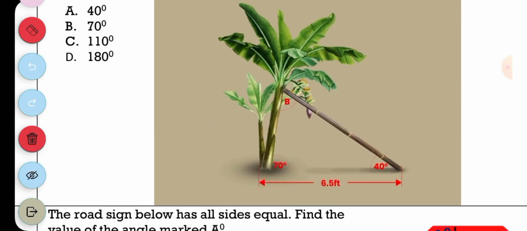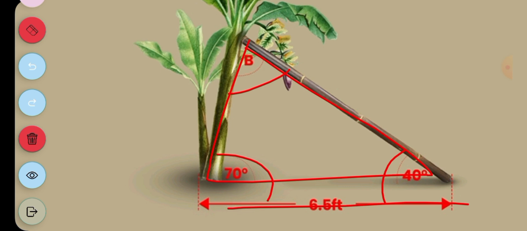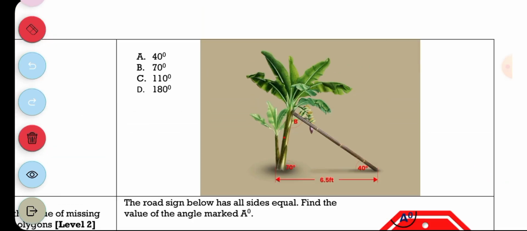So what's the value of angle B in the picture? 70 degrees here, 40 degrees here, and we don't know for this, but this is giving us a triangle. Internal angles of a triangle give us 180 degrees. So 70 plus 40 is 110. 110 plus 70 is giving us 180. So B is 70 degrees. So the answer to this is B.